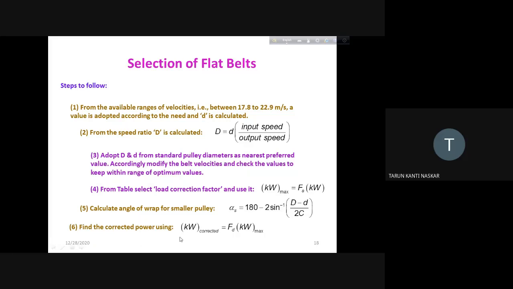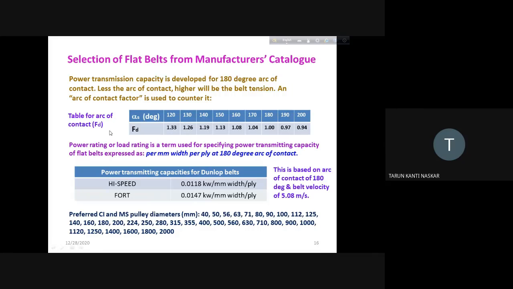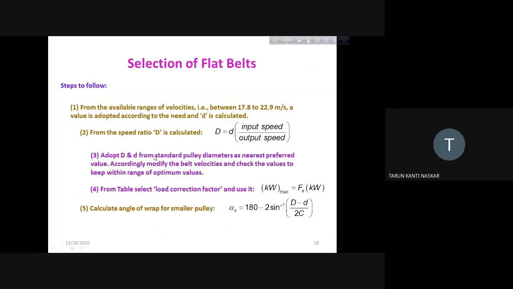Now find the corrected power. There is kW max. Then you use this FD and get the corrected value of kW. What is this FD? That is from the table for arc of contact. When you get the value of alpha, from this alpha you will get a value of FD, and multiply FD with kW max, then you get the corrected value of kW.